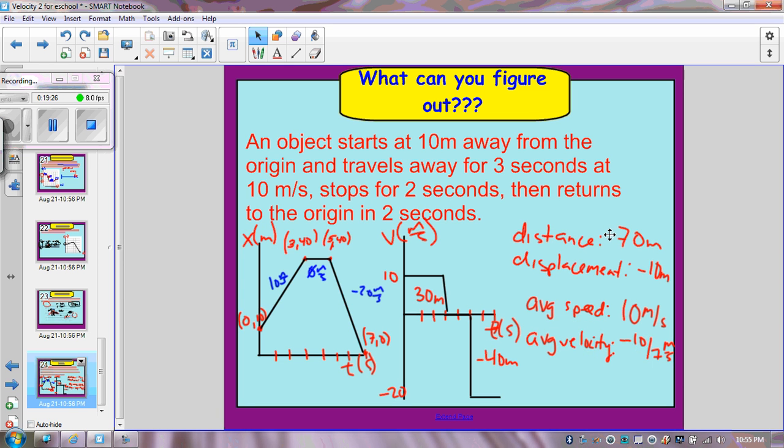The distance, on the other hand, or ground covered, is 70 meters, because the object started at 10 and went up to 40, which is 30, stayed still, and then went back to the origin for 40 for a total of 70. The average speed, remember, is distance over time, so 70 meters in 7 seconds is 10 meters per second. Average velocity, on the other hand, is displacement over time. So negative 10 meters divided by 7 seconds is negative 10 sevenths meters per second. I kept it in fraction. You can also put it in decimal as well. Either way is fine. So approximately negative 1.43 would have been the decimal version of that.